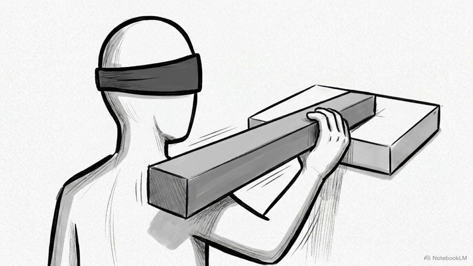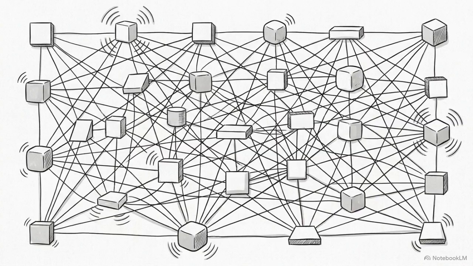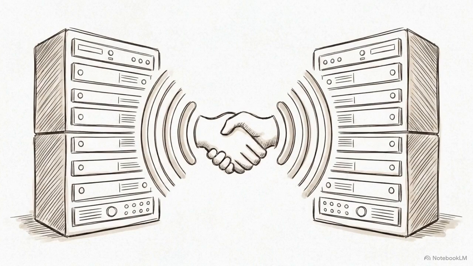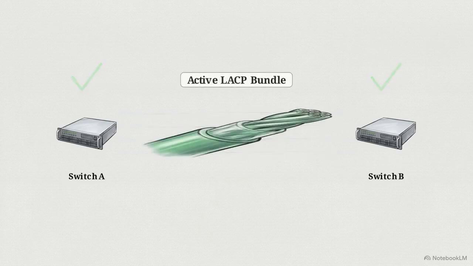Typing mode on is fast, but you are forcing a connection while blindfolded, hoping the other side is ready for the traffic. To solve that blind connection problem, enterprise networks use the Link Aggregation Control Protocol, or LACP. This is an open standard, meaning it works securely across equipment from almost any vendor. LACP replaces the blind force of static mode with a negotiation. Before any user data flows, the switches exchange LACP protocol messages to verify partner identity and confirm that these specific ports belong in the same bundle.